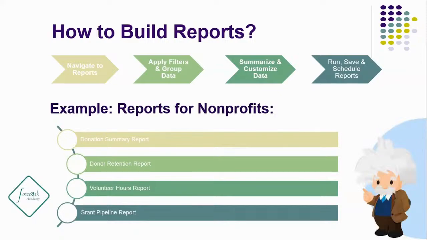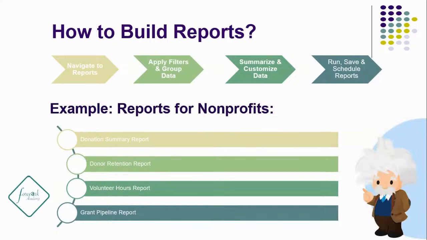Second, you need to apply filters and group your data, like filtering your records or grouping your data according to donations per campaign or fiscal year. Third is to summarize and customize data. You need to add summary fields and custom field formulas for calculations. And last but not least, you need to run, save, and schedule the report for automatic updates.